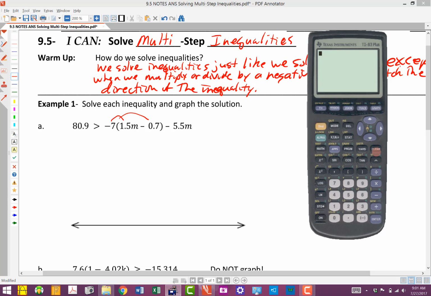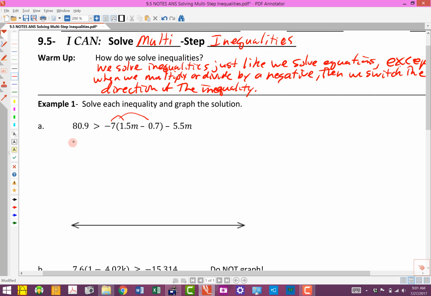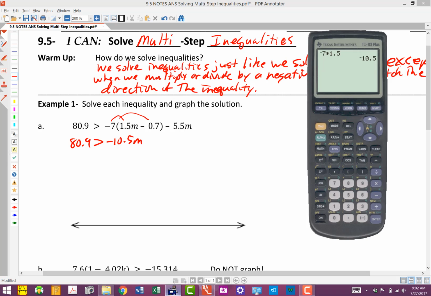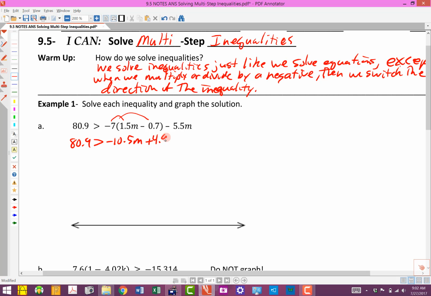So here we go. Let's see, -7 times 1.5. We end up with -10.5. So I'm just going to write this 80.9. Again, I'm going to leave that a greater than for the time being. So this is -10.5m. Then I'm multiplying the two of these together. I think I know what the answer is, but let's just double check. -7 times -0.7. Don't forget that negative there. It is going to work out to be positive, and stop and think, what's 7 times 7? Shouldn't be a surprise that we get 4.9. So this is 4.9 here.